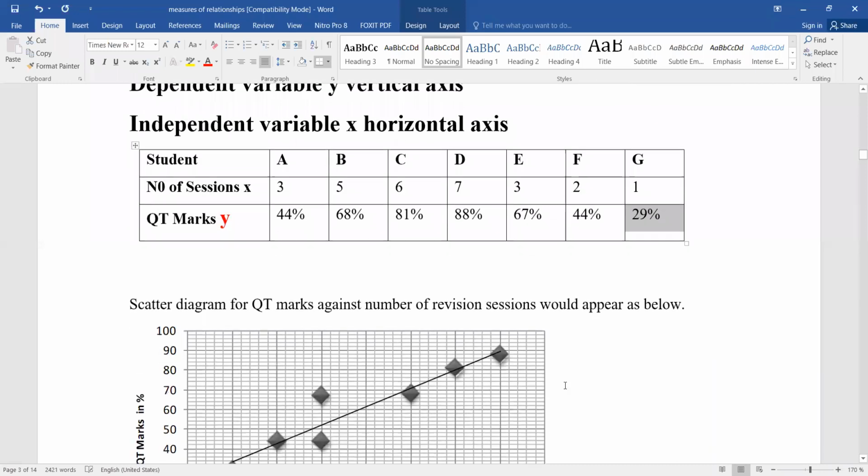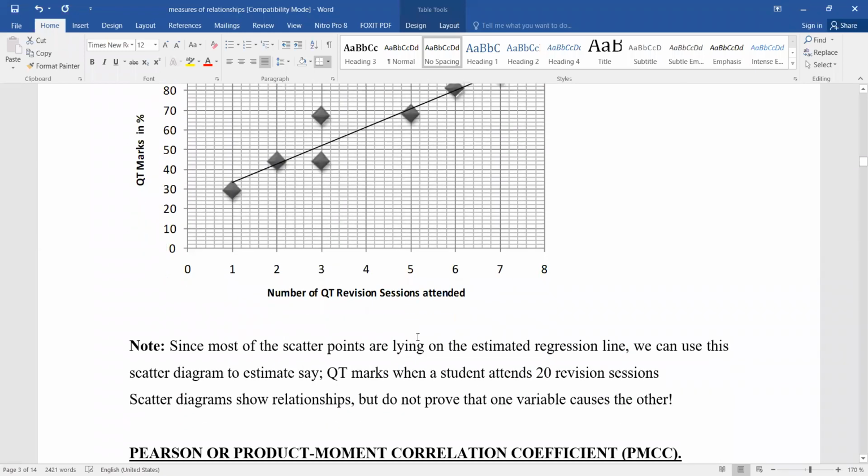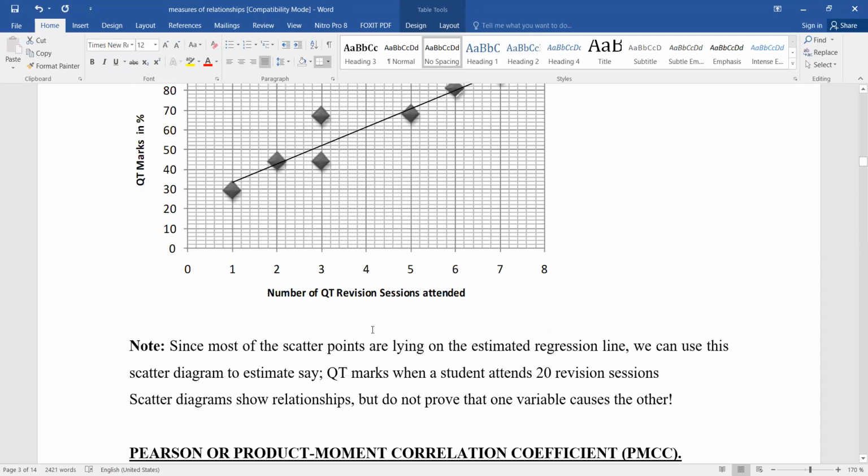So the more sessions you have, the better marks you have, all factors constant. That is what we call the visual representation, as long as you know that the dependent variable is on the vertical axis and the independent variable is on the horizontal axis. Since most of the scatter points are lying on the estimated regression line, we can use this scatter diagram to estimate, say, QE max when a student attends 20 revisions. Scatter diagrams show the relationship, but do not prove that one variable causes the other.